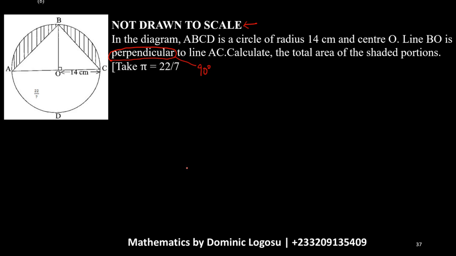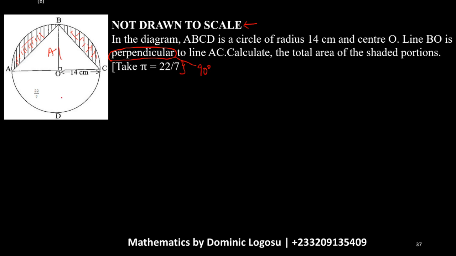Calculate the total area of the shaded region or portion. So this is the shaded region they are saying we should calculate. So if that's the shaded region, let's quickly go ahead and solve this. Basically, we have been given pi to be 22/7. The very first thing we need to do is to find the area of this triangle.